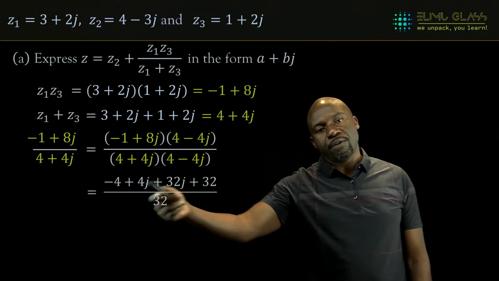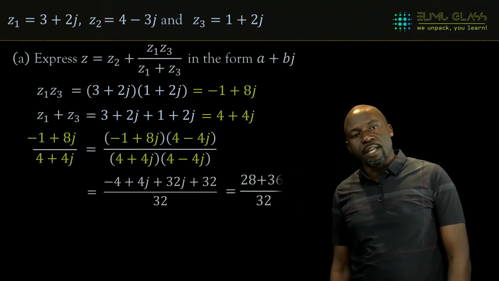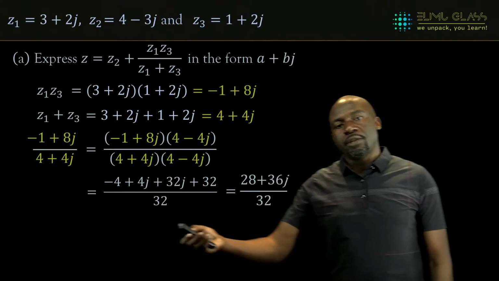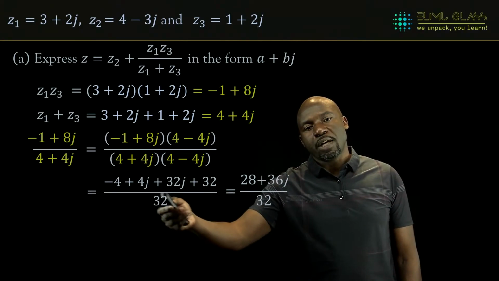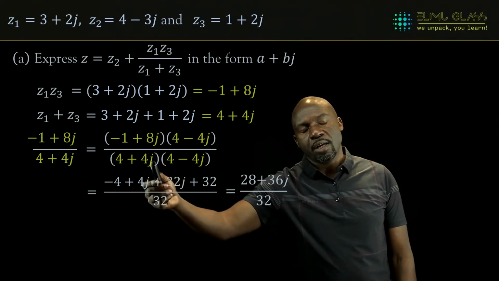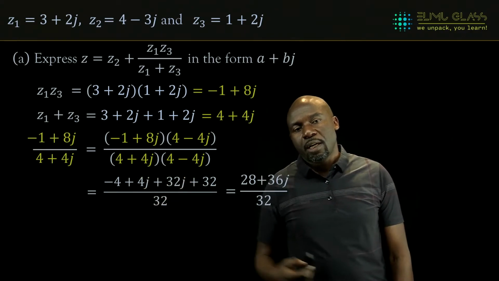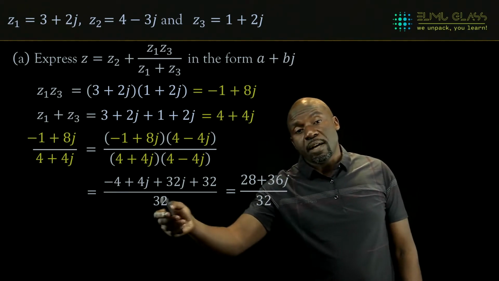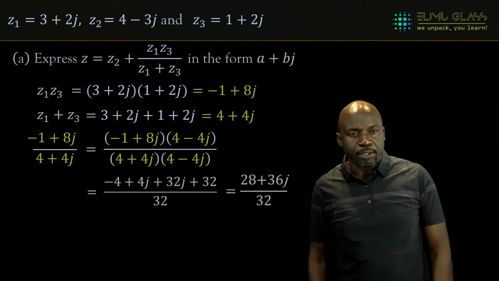And if you simplify this, you end up with 28 plus 36j over 32. Please notice that this becomes 32, the denominator, if we multiply that and that to conjugate complex numbers, then the result is just going to be a real number, in this case 32. Okay, so this is what we get.